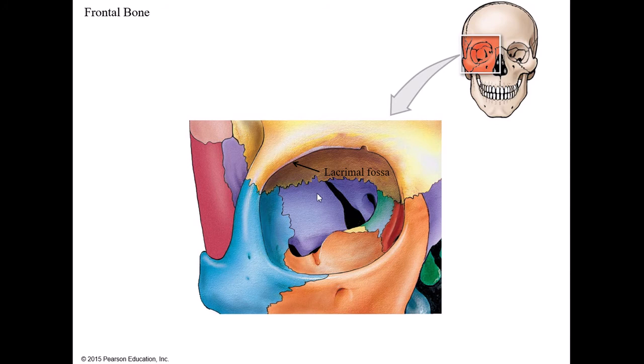Now, this is the orbit with the eye removed. On the lateral part of the frontal bone, if you stuck your finger into the orbit, you're going to feel a shallow depression. That shallow depression holds our tear gland, known as the lacrimal gland. So the tear gland is sitting in this lacrimal fossa. A fossa is a shallow depression.